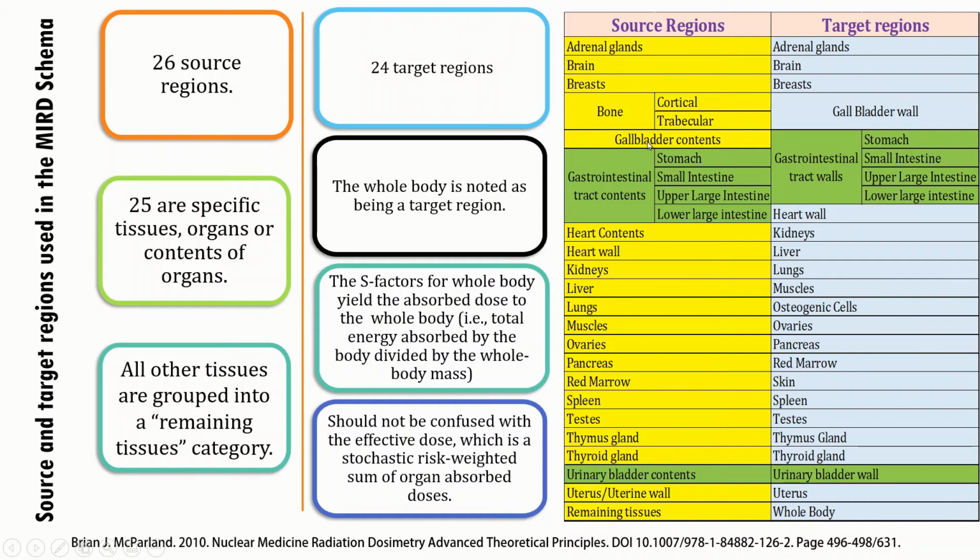Just see, this gallbladder contents is the source region and the gallbladder wall is a target region. This urinary bladder contents is the source region and urinary bladder wall is the target region. Likewise, all other organs are clubbed as remaining tissues, and here the target region is taken as a whole body.